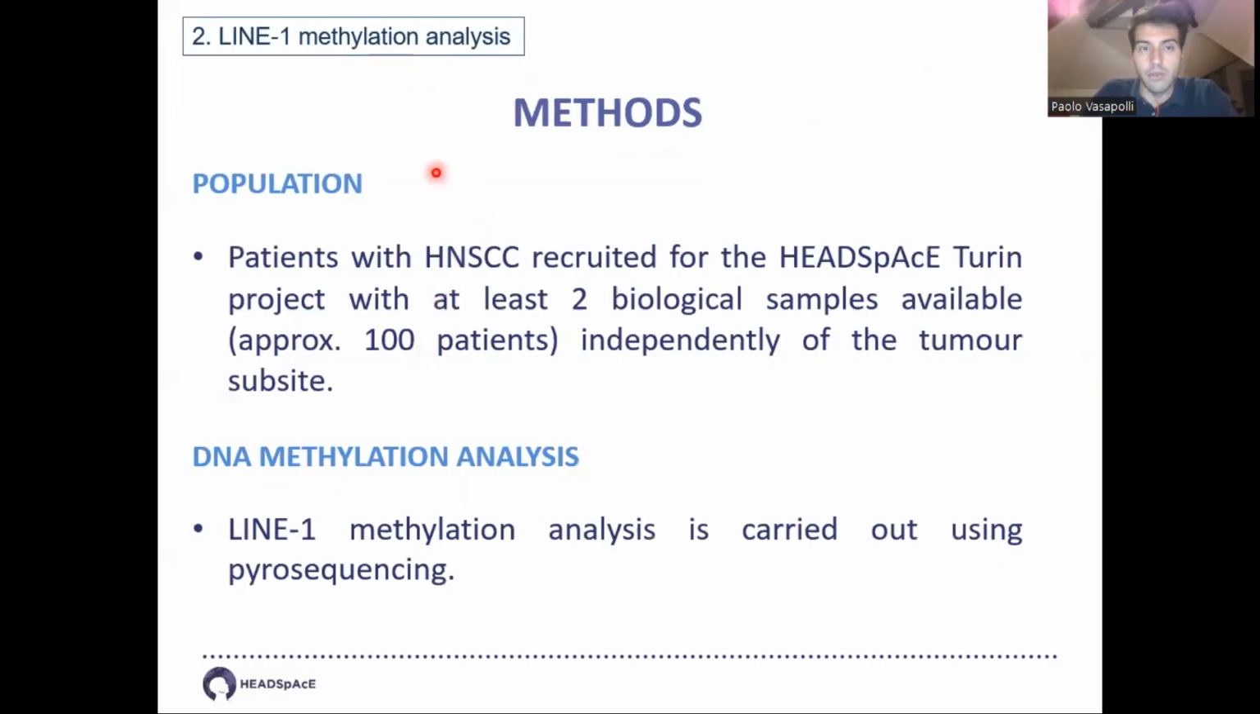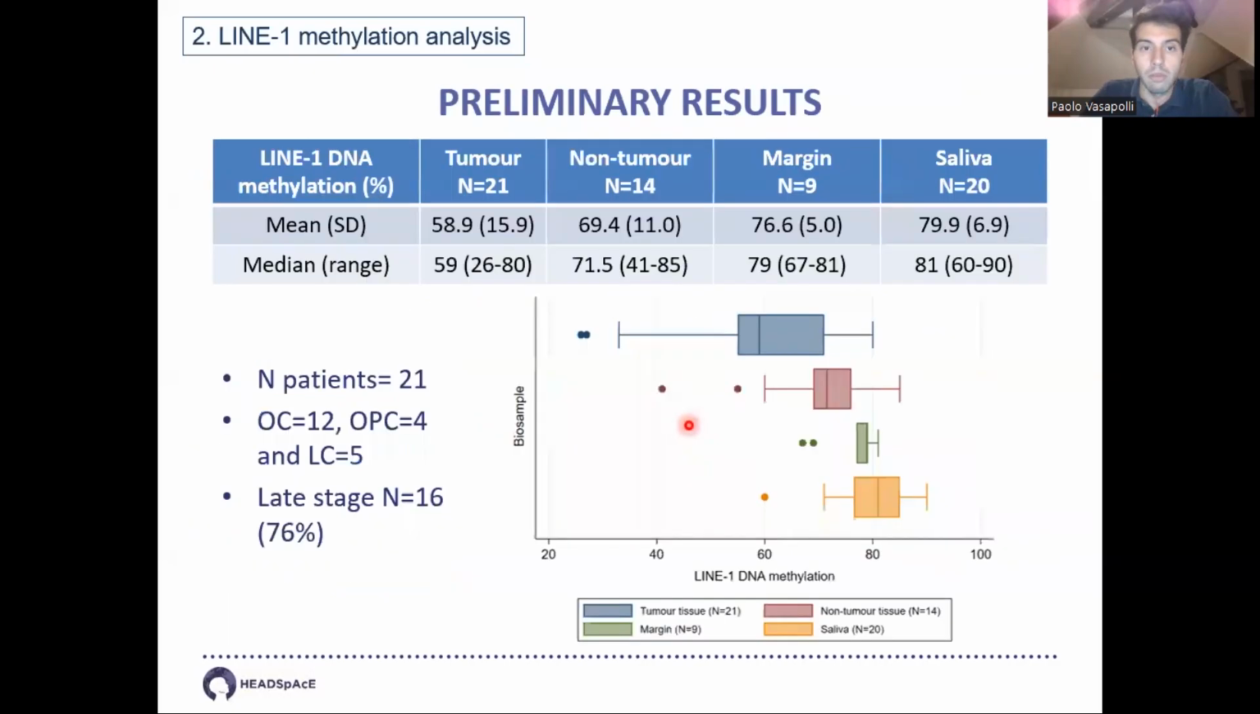Then for the DNA methylation analysis, we used a population of patients which were recruited for the Healthspace Turing project with at least 2 biological samples available independently of the tumor subsite. For the DNA methylation analysis, we performed pyrosequencing.